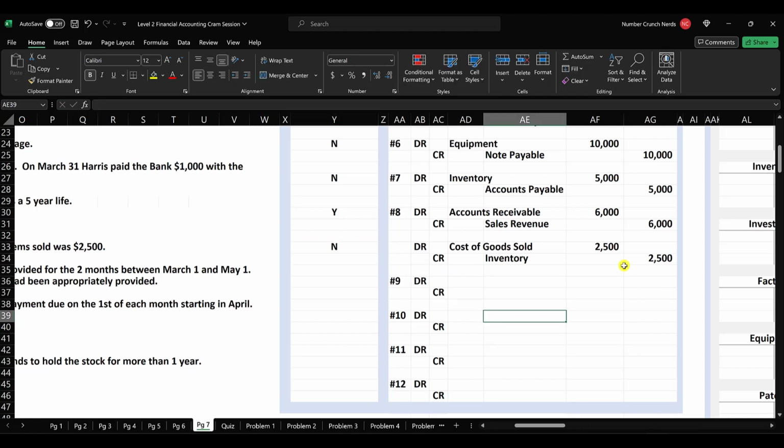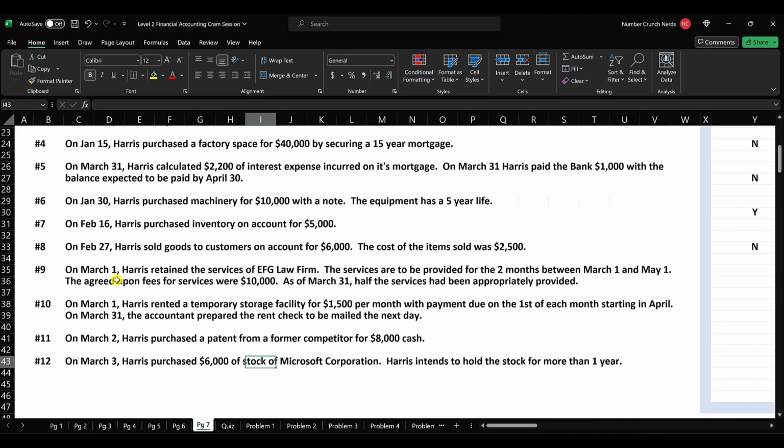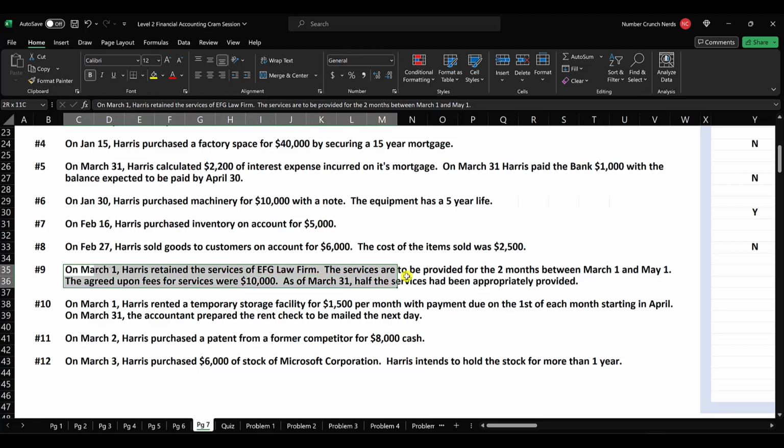Being an accrual or not an accrual is not a good or bad thing. We're simply trying to identify, for your understanding, what is an accrual, what is accruing something, and what is just a journal entry. Okay. Number 9. On March 1st, Harris retained the legal services of EFG Law Firm. The services are to be provided for 2 months between March 1st and May 1st. The agreed upon fees are $10,000. As of March 31st, half the services have been appropriately provided.